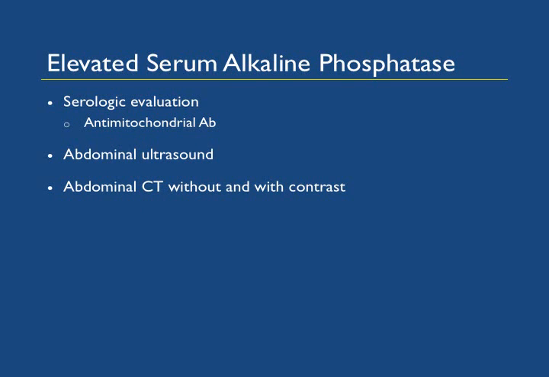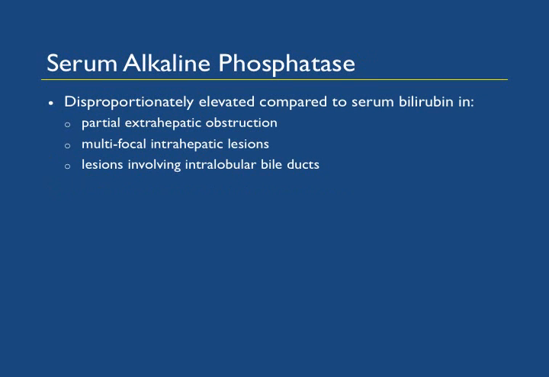In contrast, in patients with elevated serum alkaline phosphatase, the serologic evaluation is relatively limited. An anti-mitochondrial antibody to rule out the diagnosis of primary biliary cirrhosis could be obtained, but more importantly, abdominal imaging, either with an ultrasound or a CAT scan with and without contrast, should be considered. General rules about an elevated serum alkaline phosphatase are that it is disproportionately elevated compared to the serum bilirubin in patients with partial extrahepatic obstruction, multifocal intrahepatic lesions, and lesions involving intralobular bile ducts.